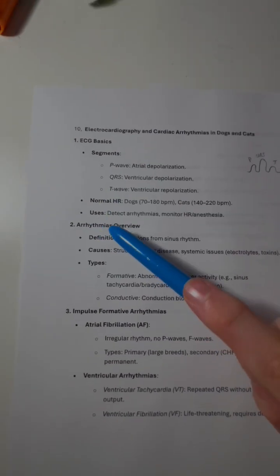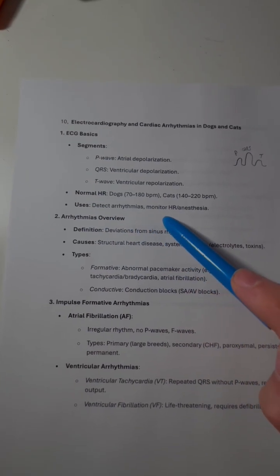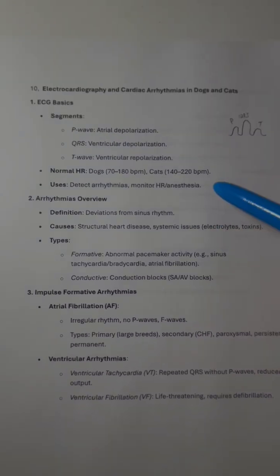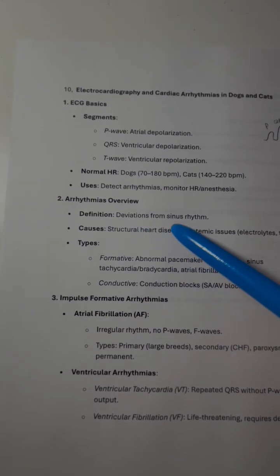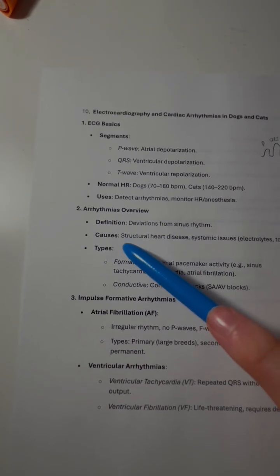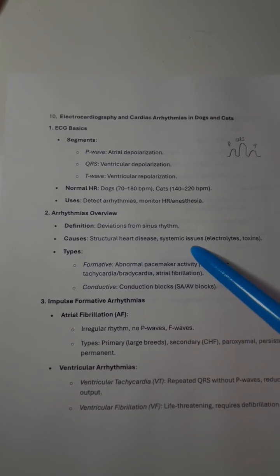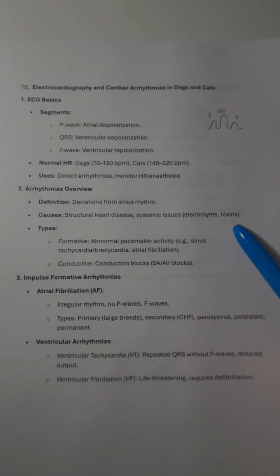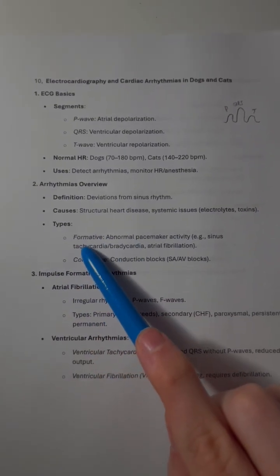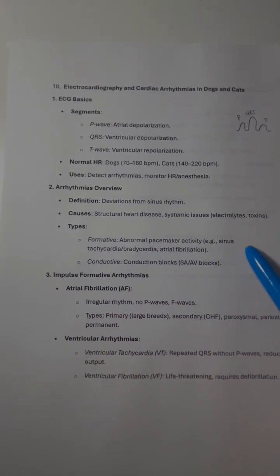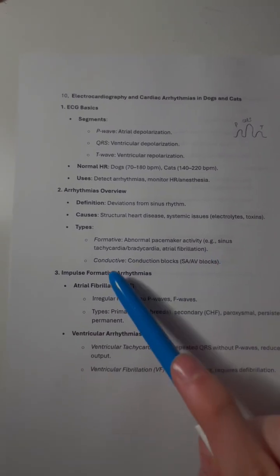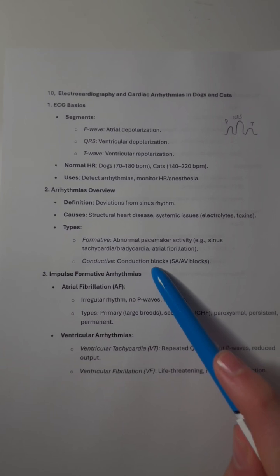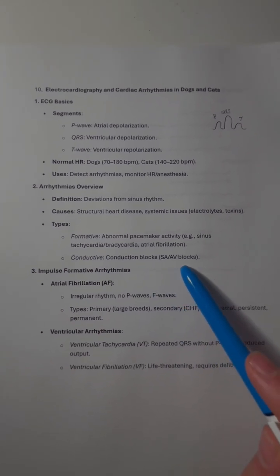ECG is used to detect arrhythmias and monitor heart rate during anesthesia as well. For the arrhythmia overview, the definition of an arrhythmia is a deviation from sinus rhythm. The causes are structural heart disease or systemic issues such as electrolytes and toxins. The types can be formative, such as an abnormal pacemaker in the case of sinus tachycardia, sinus bradycardia, and atrial fibrillation, or conductive, in the case of conductive blocks such as an AV block or an SA block.